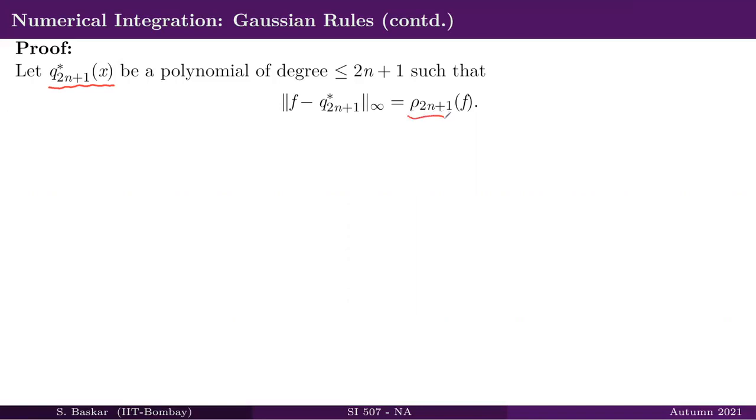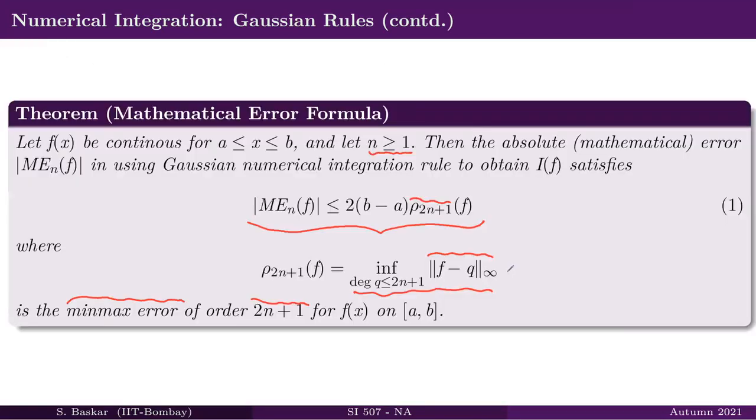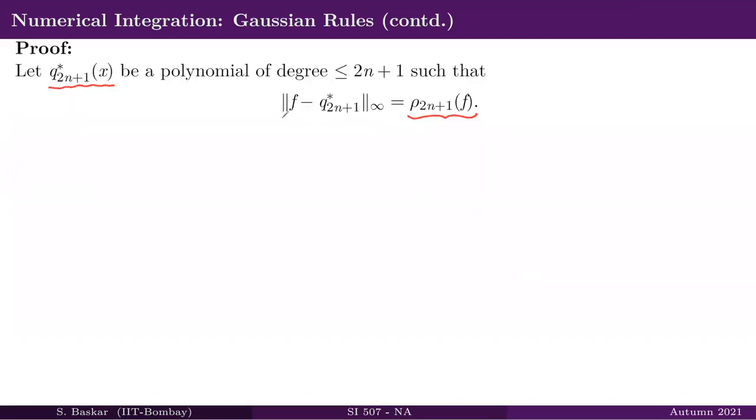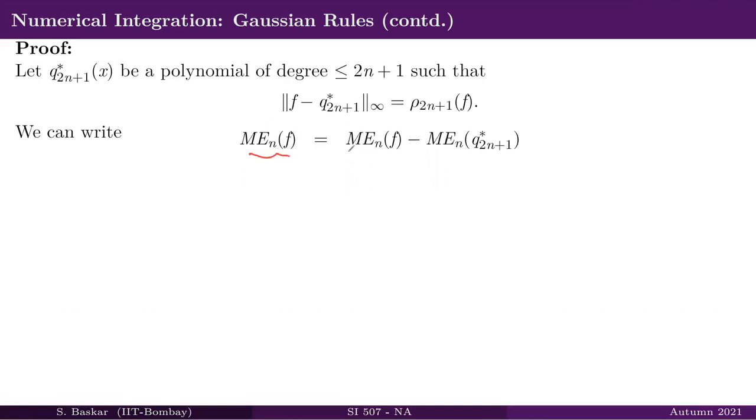And that infimum is actually denoted by rho 2n plus 1 of f in the statement of our theorem. Therefore, the infinity norm of the difference between f and q star 2n plus 1 is precisely your min-max error. Now we can write the mathematical error involved in the Gaussian quadrature rule for f as follows: you retain this as it is, and then you subtract this number from this.